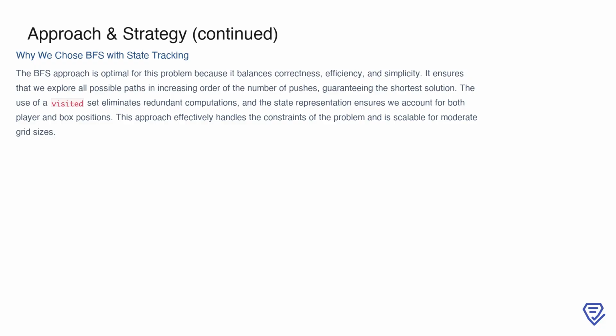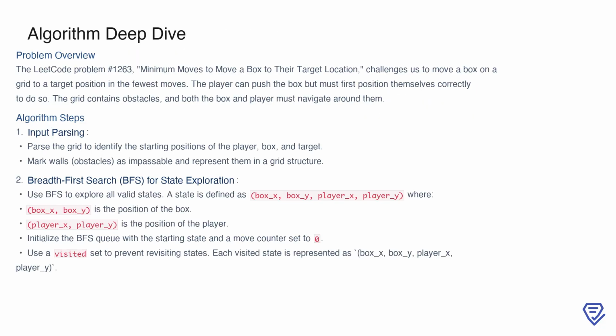In this problem, we are tasked with moving a box on a grid to a specified target position with the fewest possible moves. The catch is that the player can only push the box after positioning themselves correctly, which adds an extra layer of complexity. The grid also contains obstacles, which further restrict movement for both the player and the box.